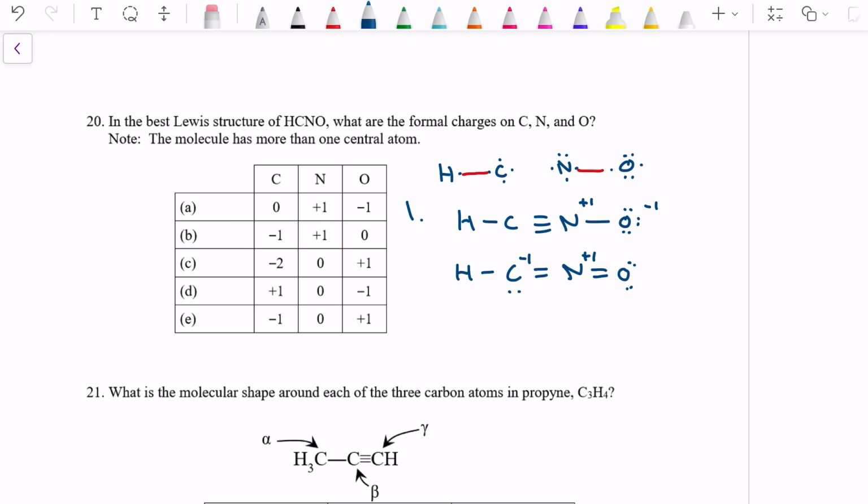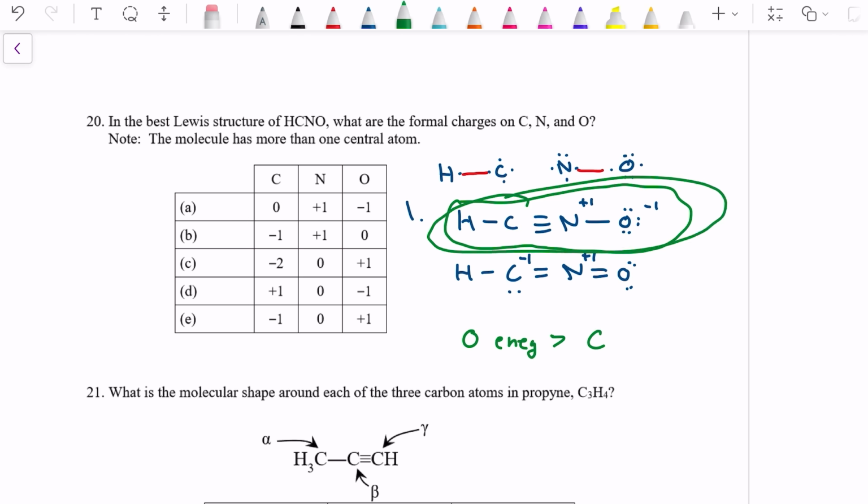Okay, which one of these is more stable? They both have essentially the same overall charge, which is neutral, and they both have charge magnitudes of only 1. But this option puts the negative charge on oxygen, which is more stable than putting it on carbon, because oxygen's electronegativity is greater than carbon's. Therefore, oxygen would be more stable holding the negative charge. Therefore, this option's the best.